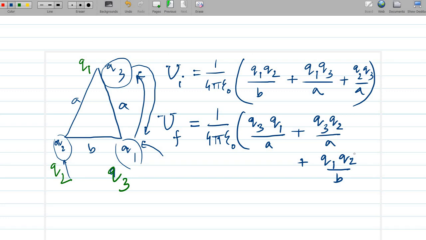Isn't that right? Or I'm making a mistake here. I think I'm making a mistake. So first bring Q3, then bring Q1. Okay.